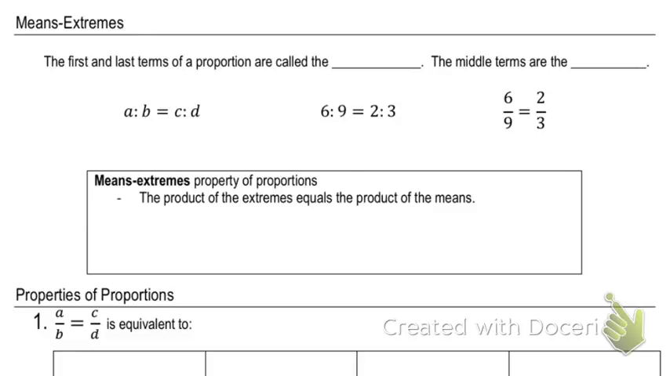So, the first and last terms of a proportion are called your extremes, which makes sense because they're the extremes, they're your very ends. So these are your extremes. And so the middle terms are going to be your means. Means and extremes. So if we look at that first one, this A and this D are going to be your extremes.